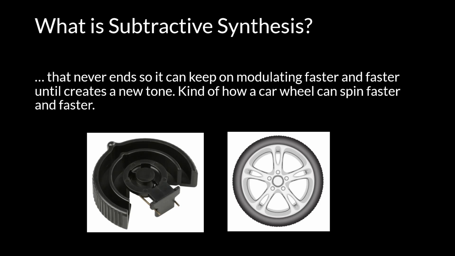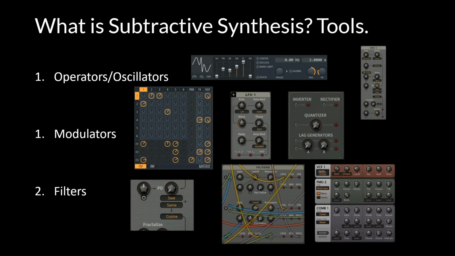added to it. So here's an FM knob and a car wheel. So think about, here's a pitch wheel and here's a car wheel. So think about FM as a pitch wheel, but with the abilities of a car where it can speed up faster and faster and faster, and eventually create a new tone. So here are some of the different tools that we use in FM synthesis.